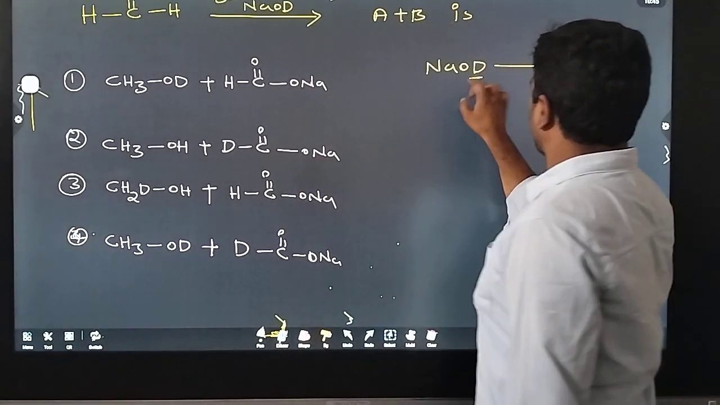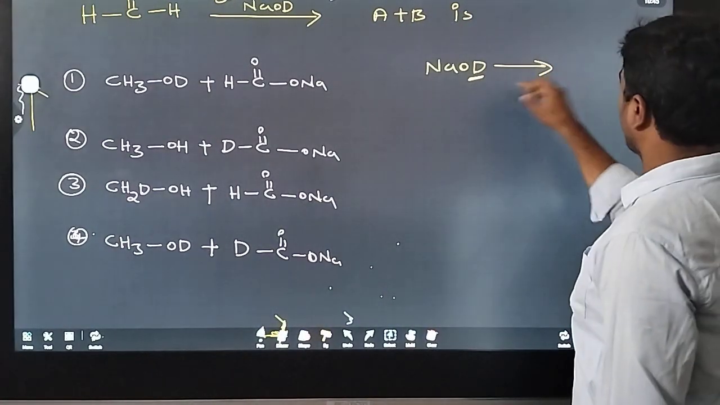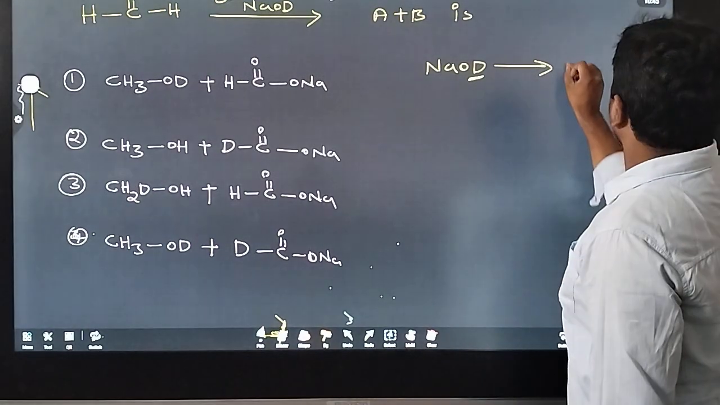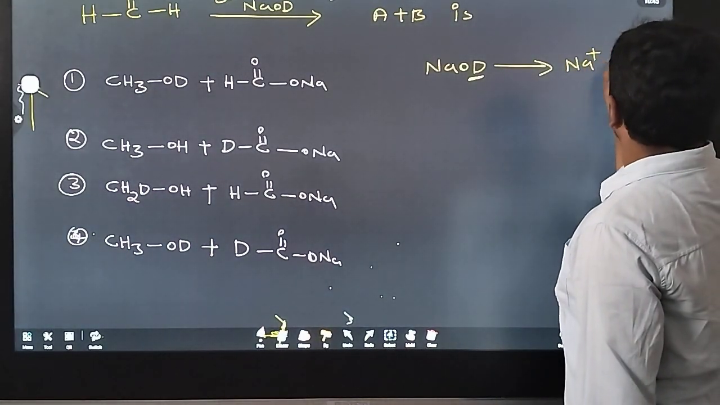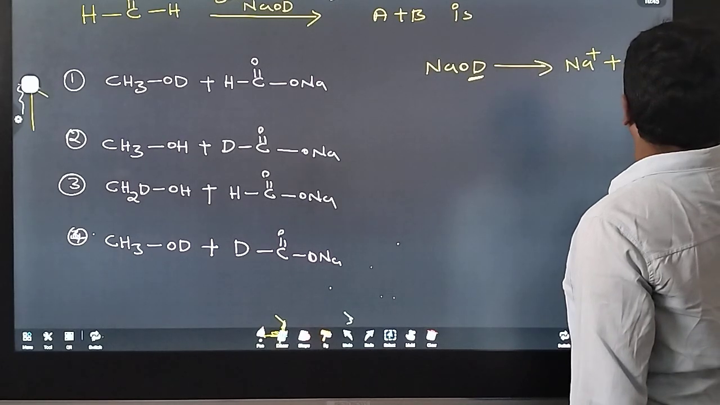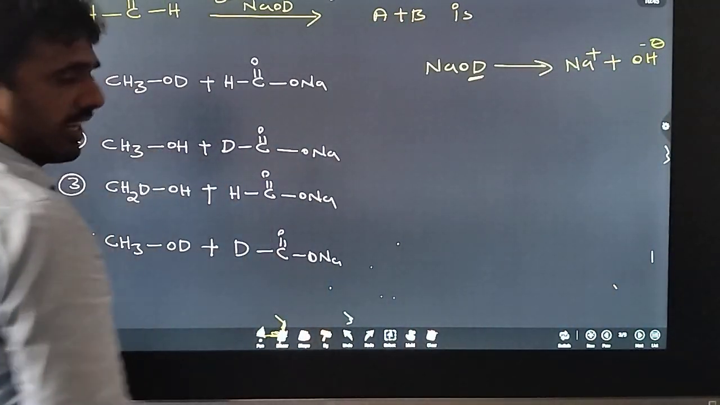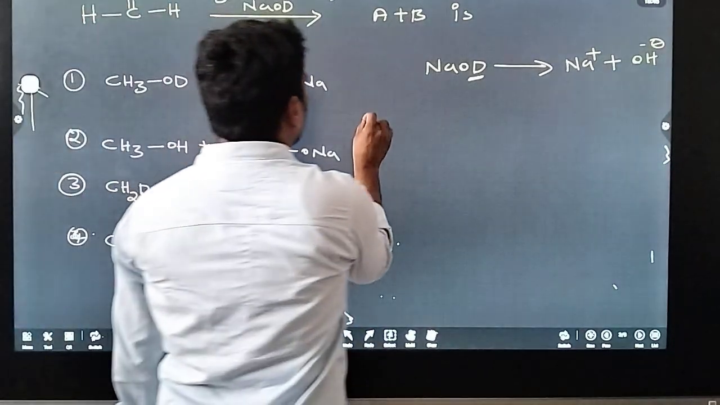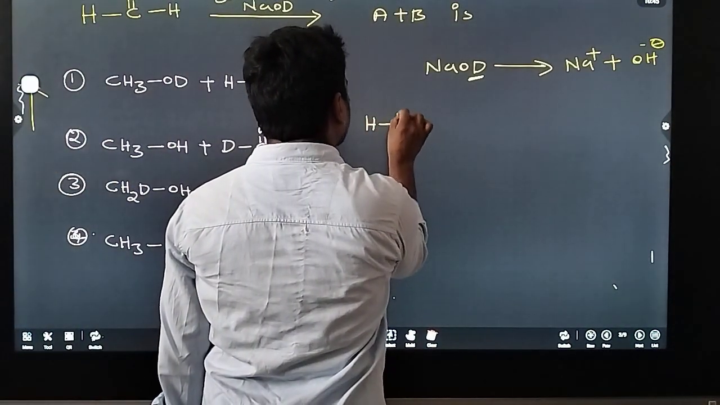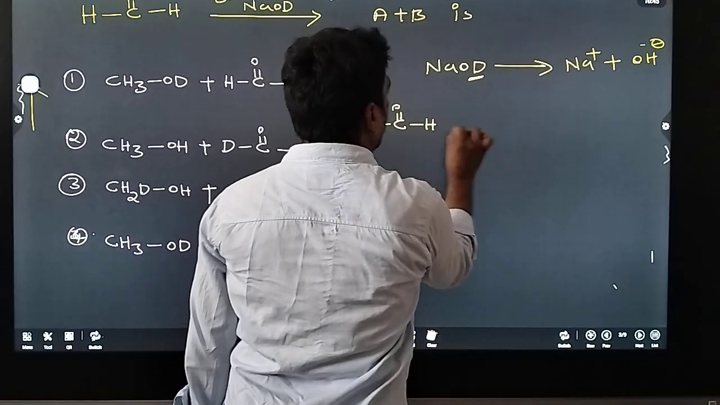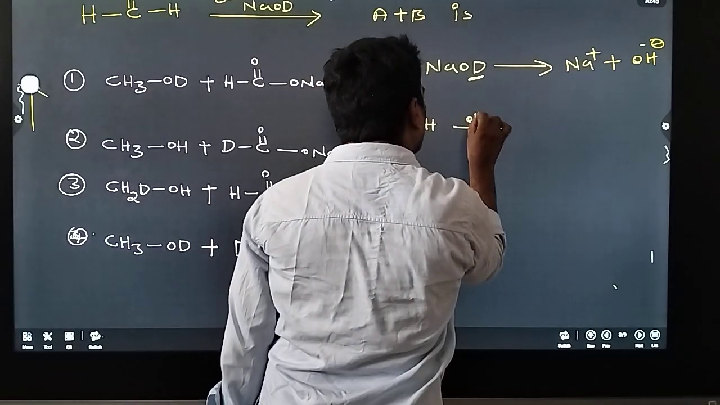This is NaOD, sodium deuteroxide. Here deuterium is an isotope of hydrogen. It is a strong electrolyte, completely dissociated into its respective ions, Na plus and OD minus. Here I can take formaldehyde. So here OD minus acts as a nucleophile.